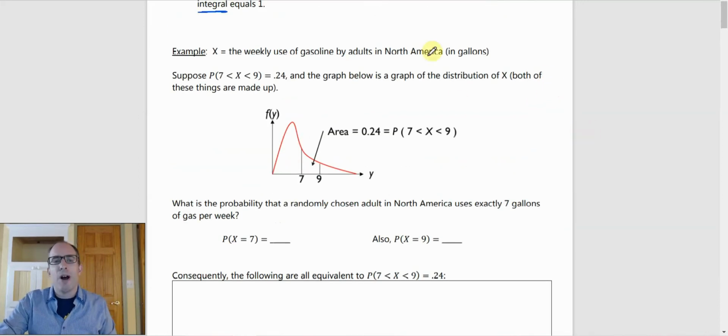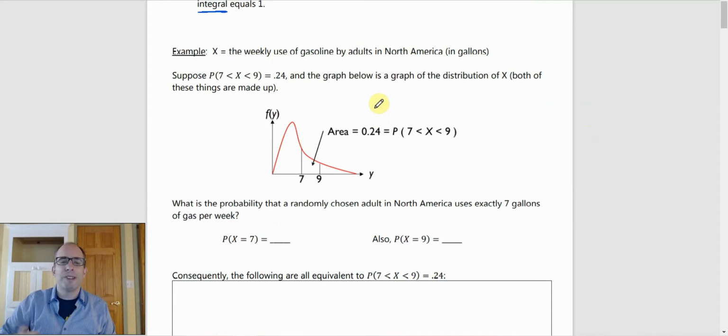There we go. If X is the weekly use of gasoline by adults in North America, and this is just all made up stuff here, like these numbers. So suppose the probability that X is strictly between 7 and 9 is 0.24. Just so I have kind of a number to use as a prop right here. That's really what that's for.